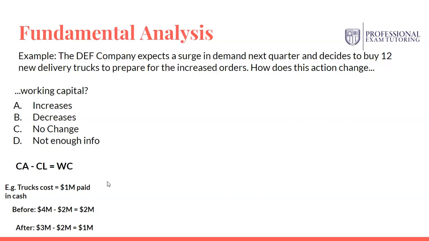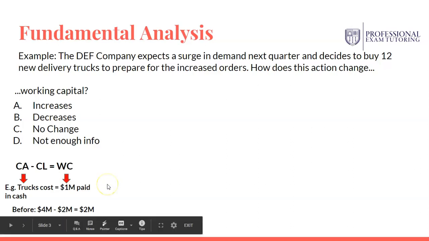And remember that trucks are fixed assets, so the increase in fixed assets is not showing up here in the working capital. Therefore, the only decrease we see in working capital is a decrease of $1 million, or a decrease in current assets and no change in current liabilities, which would overall take down working capital. So the answer here we would expect to be B, a decrease in working capital.